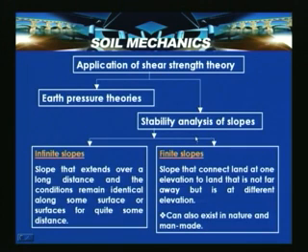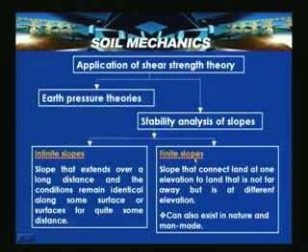Predominantly there are two slopes, one is infinite slope, the other is finite slopes. The infinite slope is a slope that extends over a long distance and the conditions remain identical along some surface or surfaces for quite some distance. That means the properties remain identical along some surface or some surfaces for quite some distance.